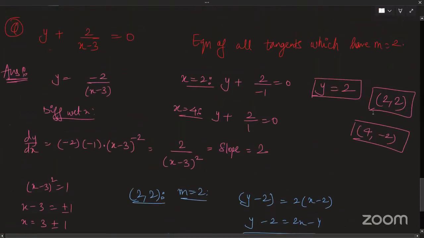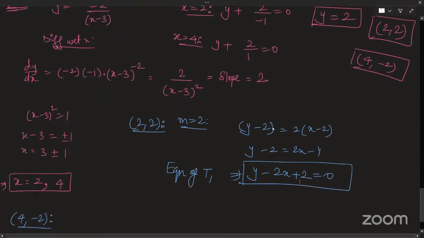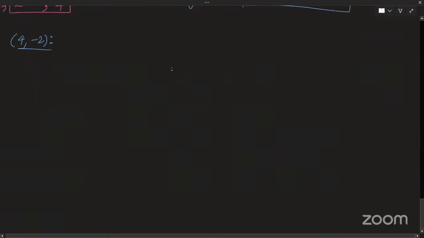So this will be the equation. How did I get it? Because I already knew the point. I already knew that the point is 2 comma 2. So I have got this point 2 comma 2 and I know that the slope of the tangent is 2. So I just applied my basic formula y minus y naught is equal to m times x minus x naught. And using that I got this.